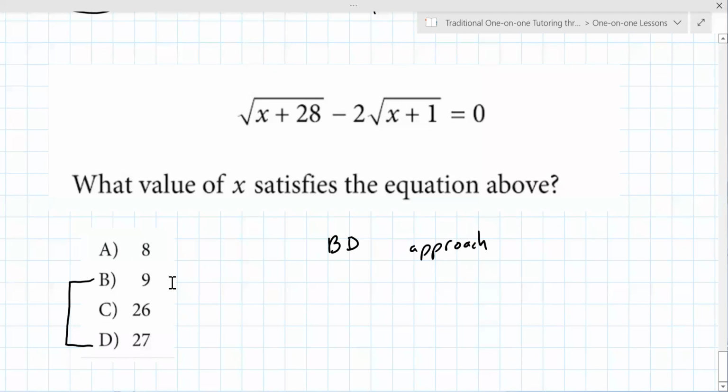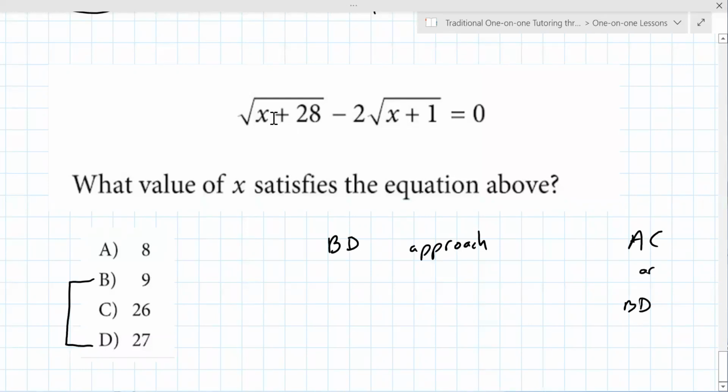Now it kind of works with 4 answers, but it's not as good. But it definitely works with 5. So I would recommend always trying B and D on the ACT. Now for the SAT, you could either try A and C or B and D and do the same thing. But let's just do BD for tonight. So try the 9 and the 27. They have to work out perfectly though.